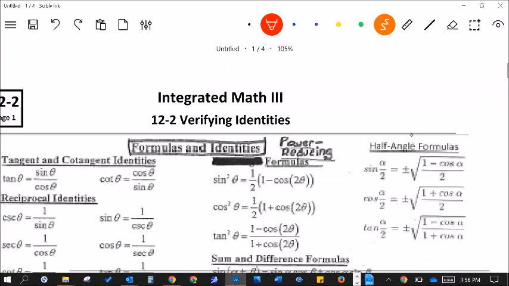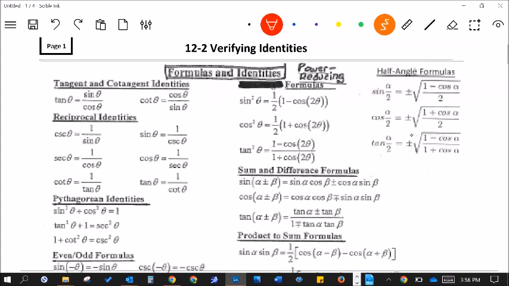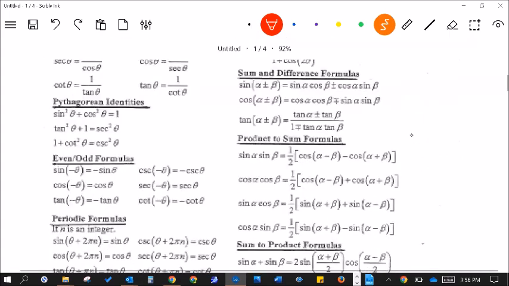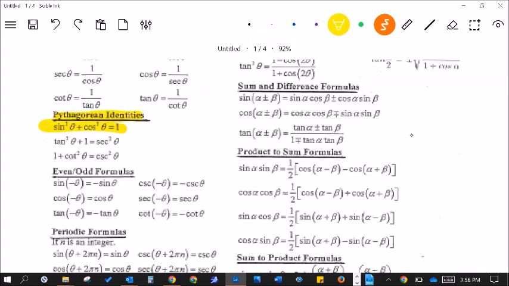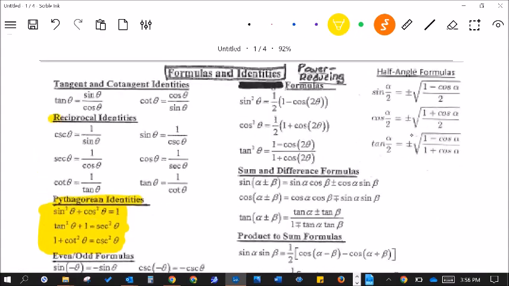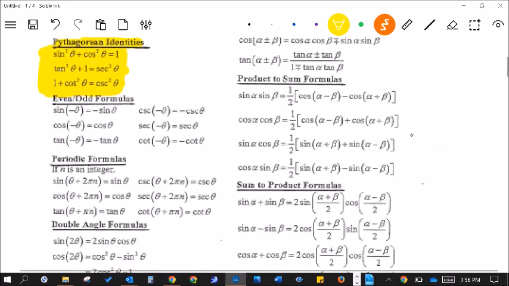So here is the formulas list, and we're going to be using some of these, but especially the Pythagorean identities and some of the basic trig ones, such as what we call the reciprocal identities: cosecant, secant, and cotangent are the reciprocals of the three main ones. And tangent and cotangent involve cosine and sine. Those are the most important ones. We'll use the others at times as well.